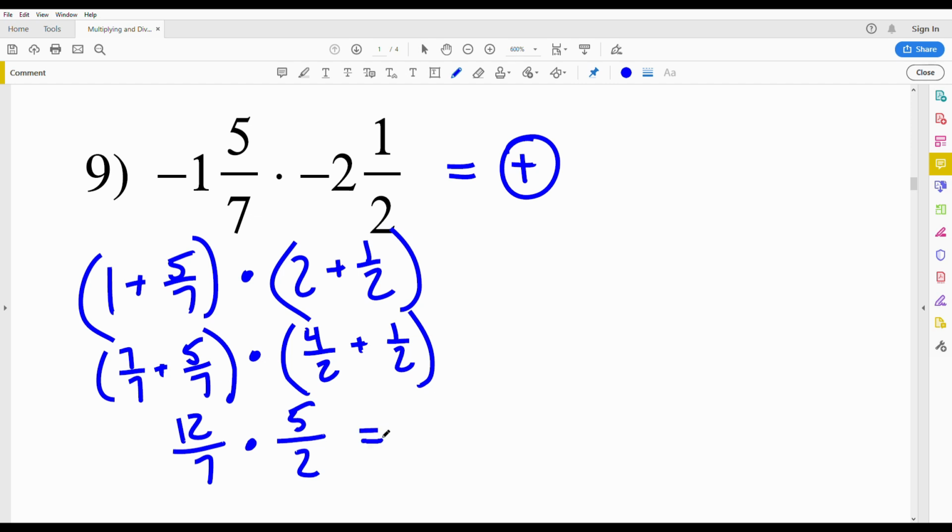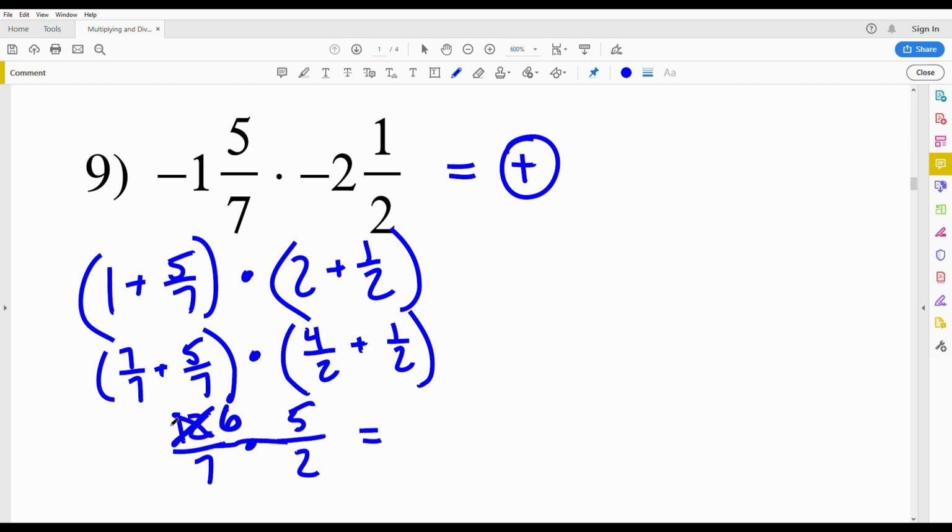Now if I multiply this as is, I'll get 60 over 14, which is fine to do, but these are larger numbers to work with when I know I can simplify before I even do the math. 12 and 2 are both even numbers, meaning they're both divisible by 2. 12 divided by 2 is going to be 6, and if I divide the numerator by 2, I have to divide that denominator by 2. And when I say numerator and denominator, I'm thinking of the numerator as that 12 times 5, and my denominator as the 7 times 2.